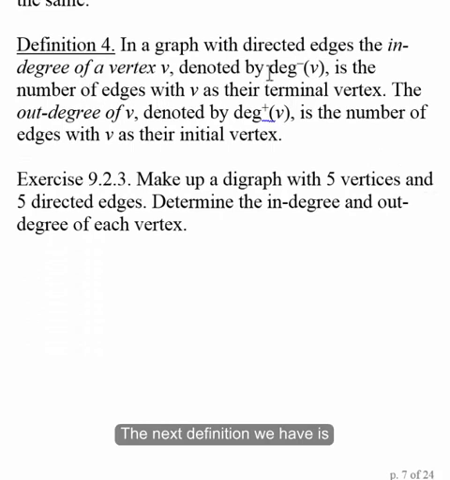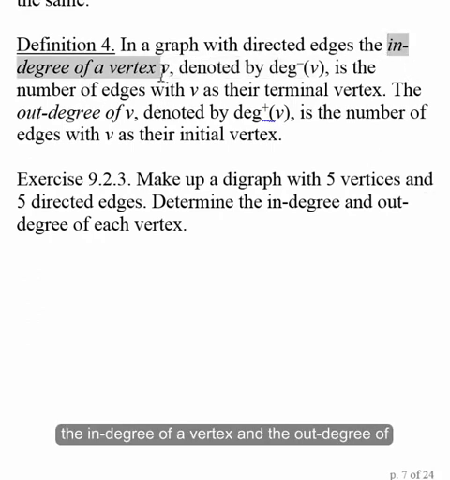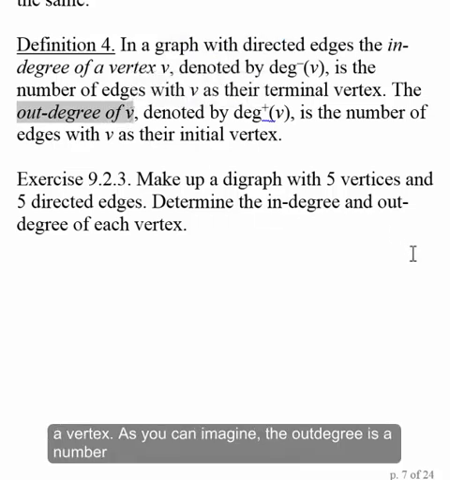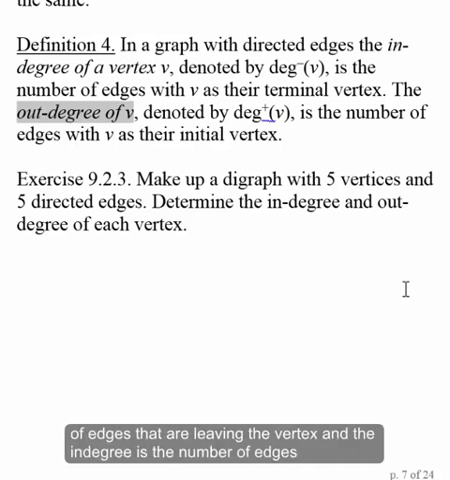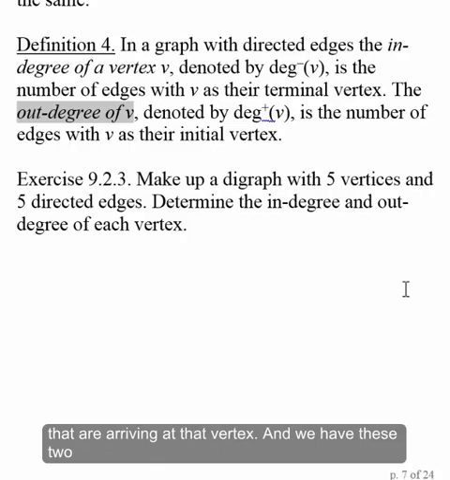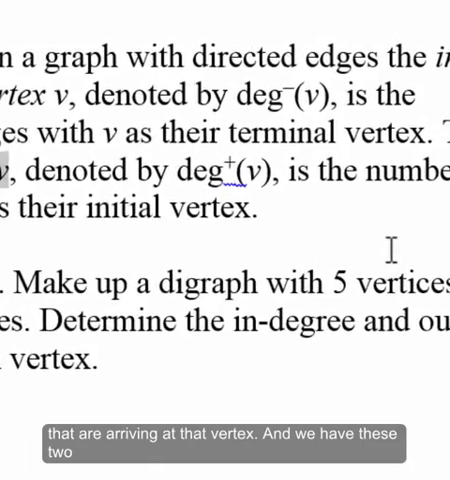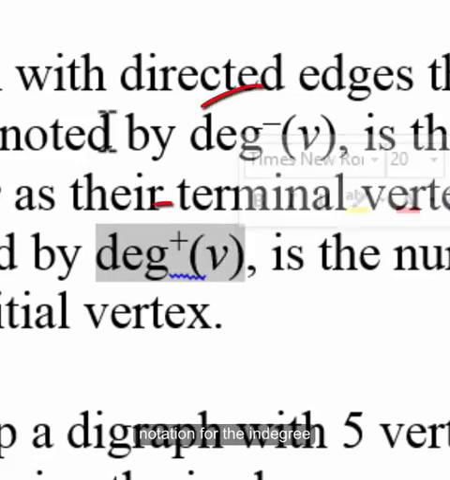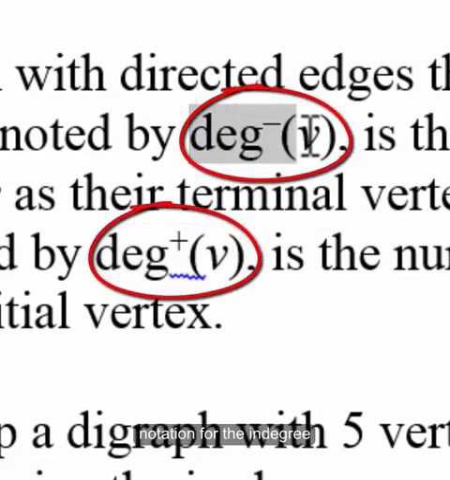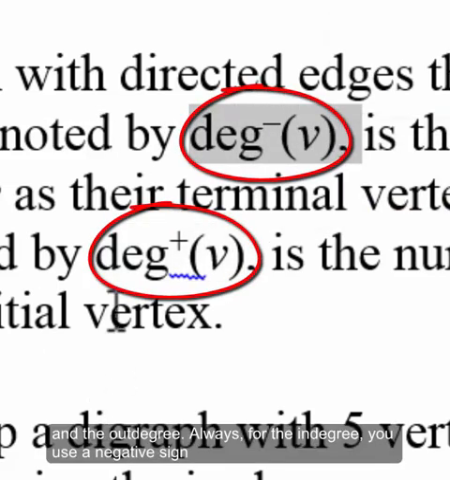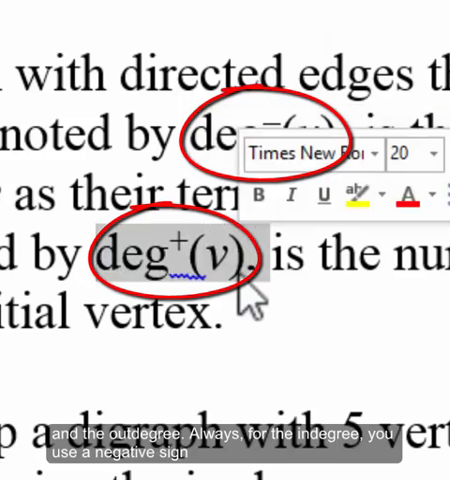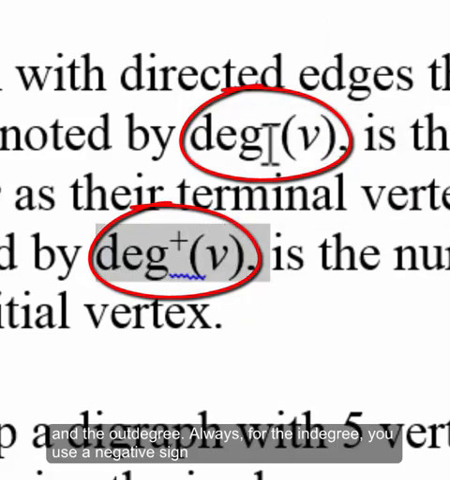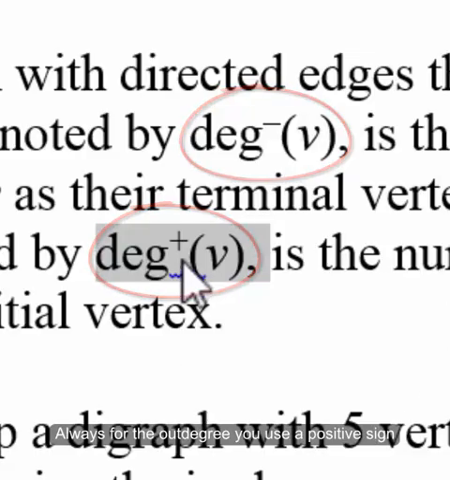The next definition we have is the in degree of a vertex and the out degree of a vertex. As you can imagine, the out degree is the number of edges that are leaving from that vertex, and the in degree is the number of edges that are arriving at that vertex. And we have these two notations for the in degree and the out degree. Always for the in degree you use the negative sign, always for the out degree you use the positive sign.